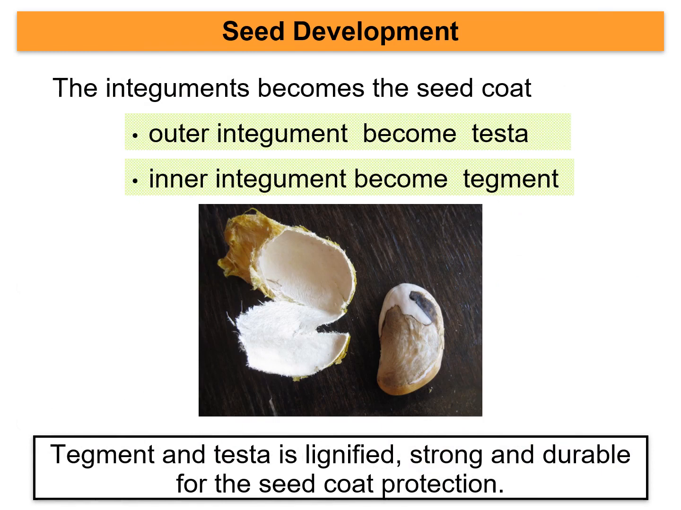The integument becomes the seed coat, outer become the testa, inner integument become the tegmen. Tegmen and testa is lignified, jadi dia keras dan juga kalis air. Strong and durable for the seed coat protection.